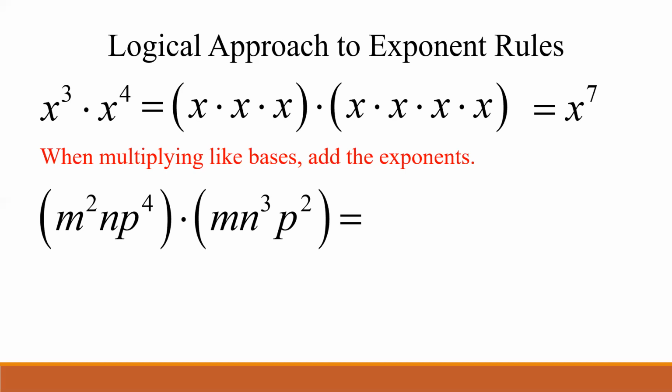Again, applying the same rule, so just taking base by base, adding the exponents for the m's, adding the exponents for the n's, and then the p's. We should get m to the third, n to the fourth, and then p to the sixth. Remember, if you don't see an exponent, the exponent is going to be 1, so there's 1 here, there's 1 on that m, which is how we got the final answer here.